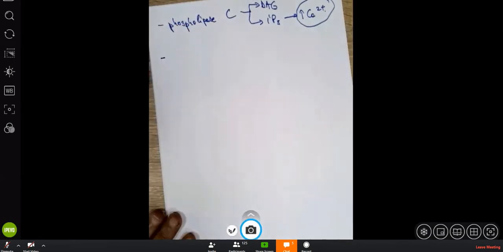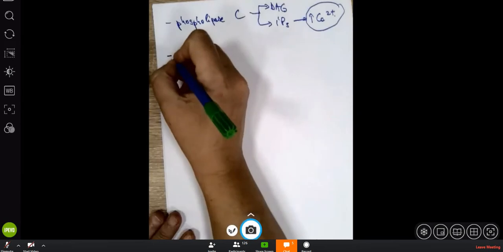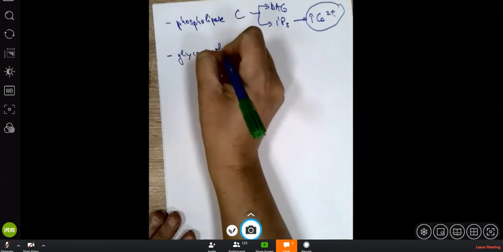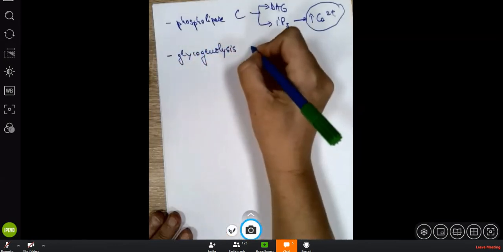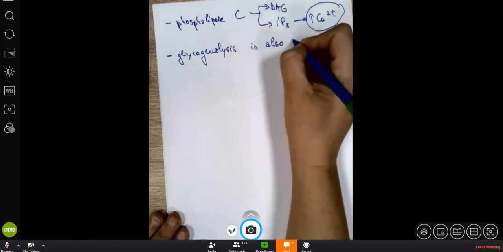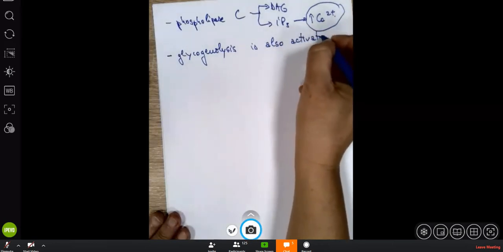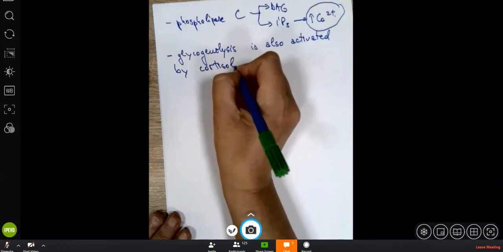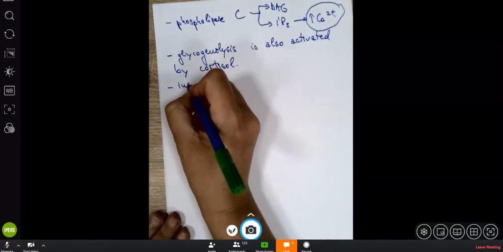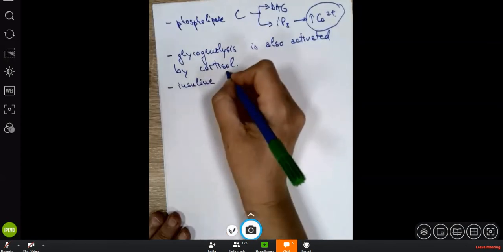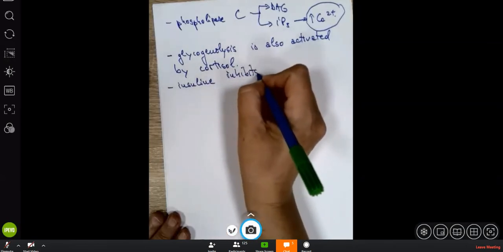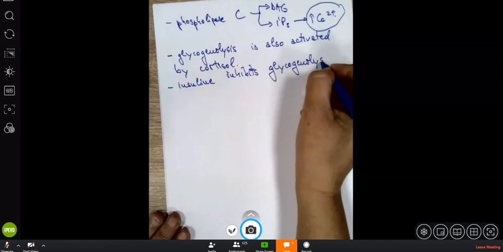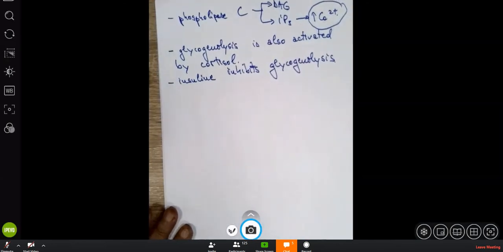Okay, what you should know also from the hormones is that glycogenolysis is also activated by cortisol. Insulin inhibits glycogenolysis.